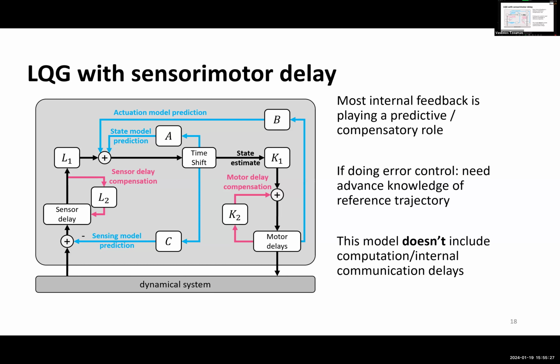Now, the other thing is if you're trying to do reference tracking with this model, what you will also need is advanced knowledge of your trajectory. That is, let's say you have 10 milliseconds of motor delay and you're trying to track a trajectory, you need to know the next 10 milliseconds of the trajectory that you need to track, right? Because by the time your action hits the system, it'll be 10 milliseconds in the future. So you need to know some future events.